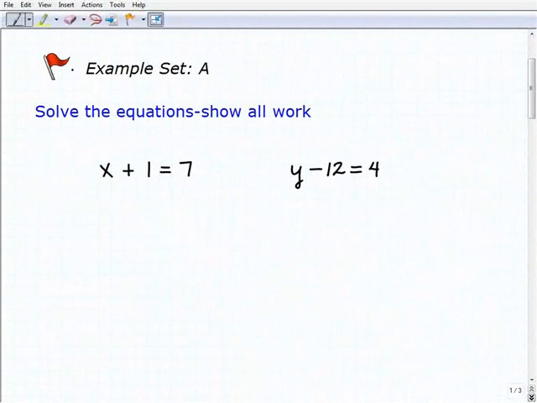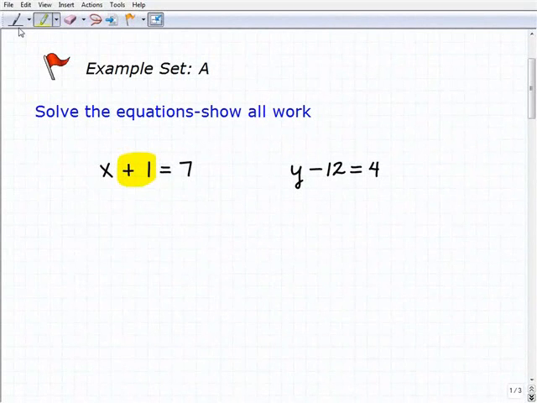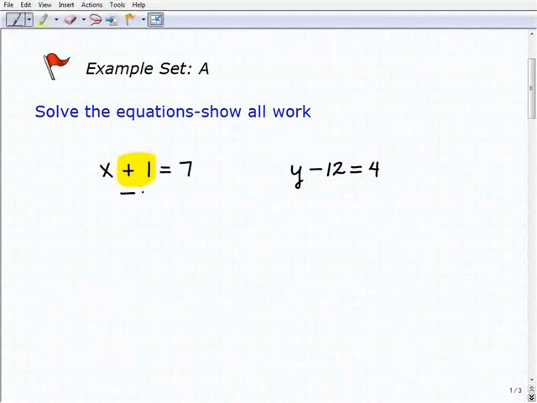So we're going to use those inverse operations we talked about. And to know what inverse operation we're going to use, we have to look at what's next to the variable. So here I have x plus 1 equals 7. So plus 1 is next to that x. So I want to get rid of that 1. So I'm going to subtract 1. Remember, the inverse operation for addition is subtraction.